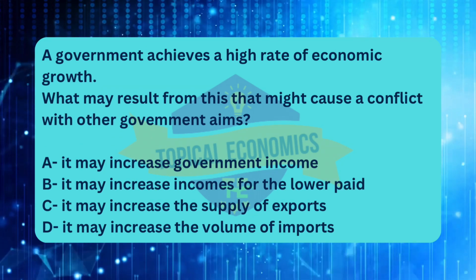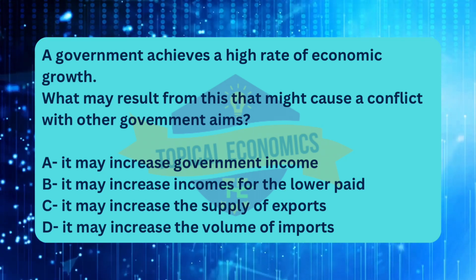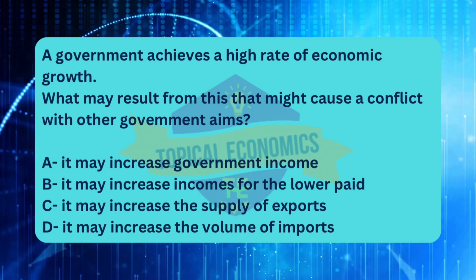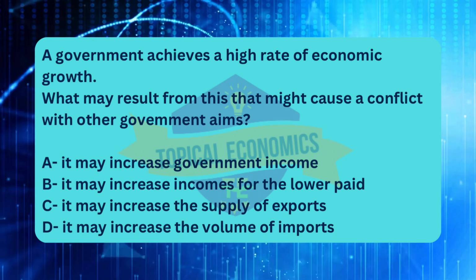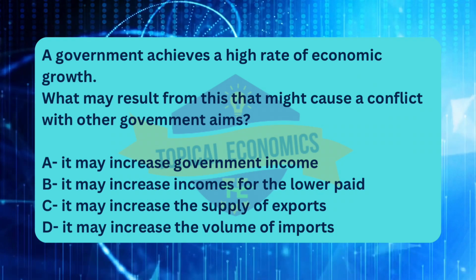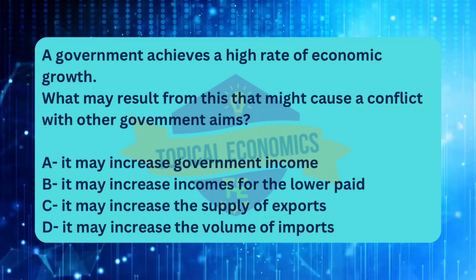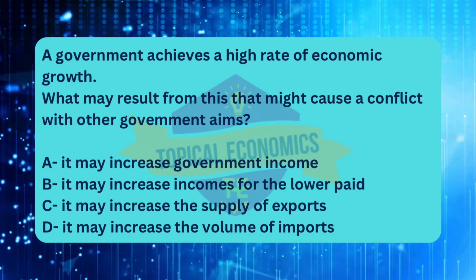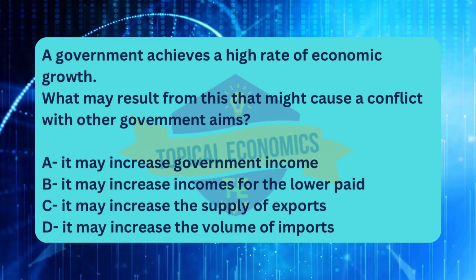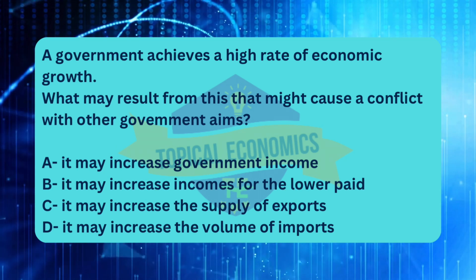Moving to question 15. A government achieves a high rate of economic growth. What may result from this that might cause a conflict with other government aims? A. It may increase government income. B. It may increase incomes for the lower paid. C. It may increase the supply of exports. D. It may increase the volume of imports. The correct answer for this question is option D.